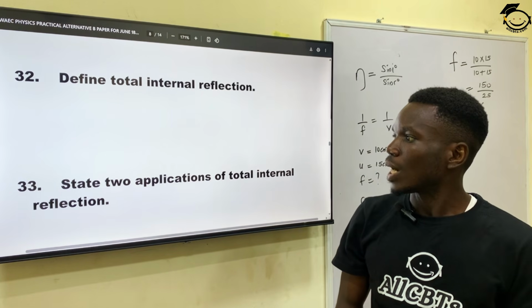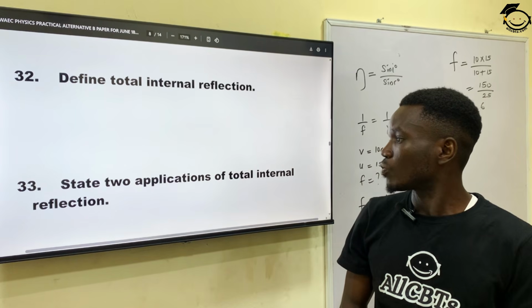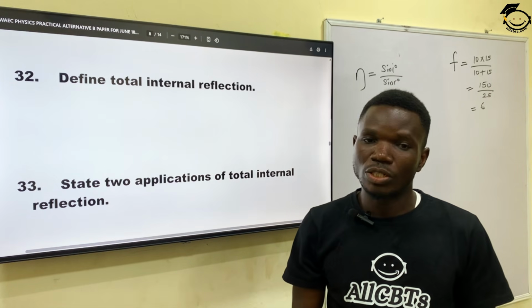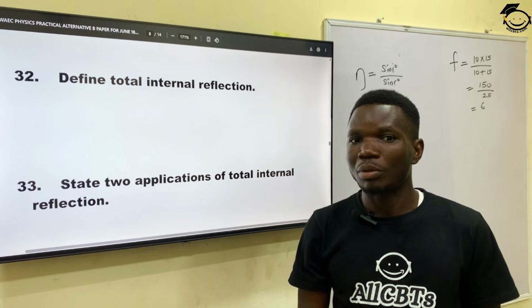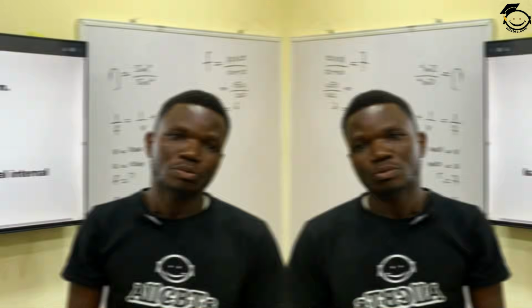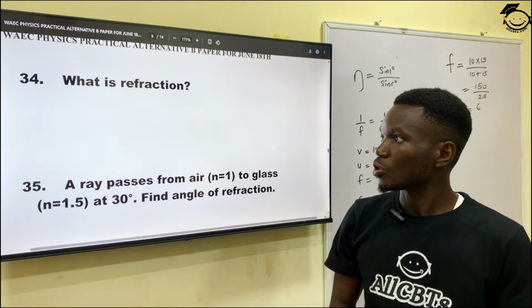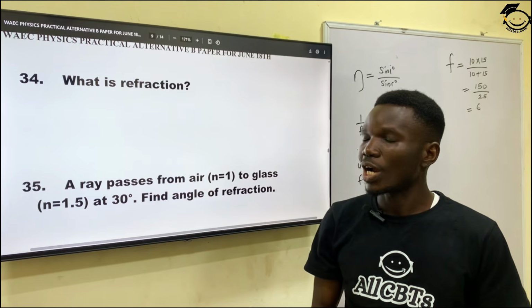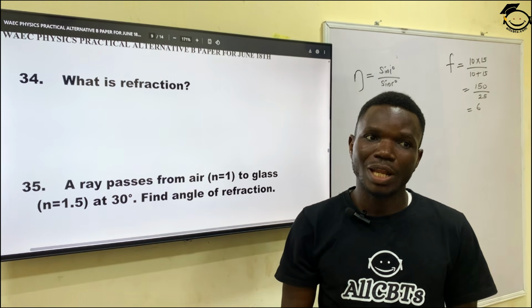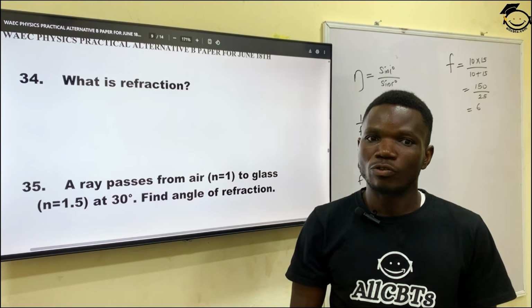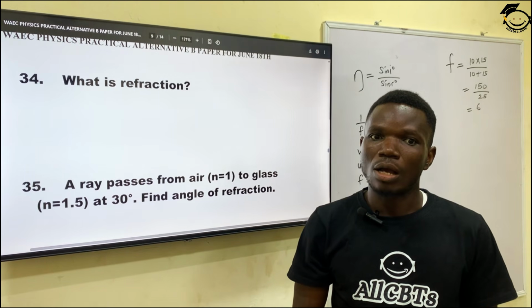Moving on to question number 33, state 2 applications of total internal reflection. Total internal reflection can be applied in optical fibers and in periscopes. Moving on to the next question, question number 34, it says what is refraction? Refraction is simply the bending of light when it passes from one medium to another.